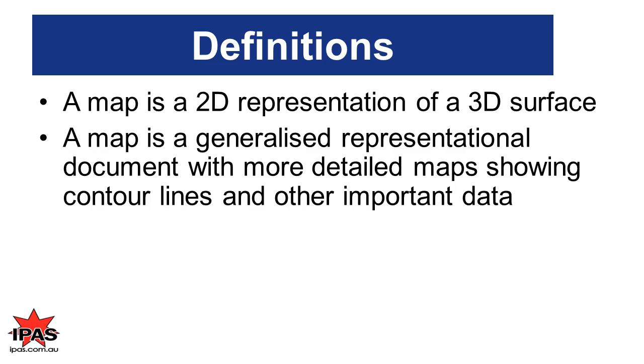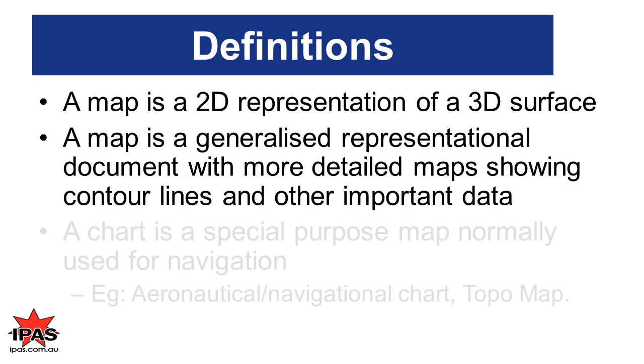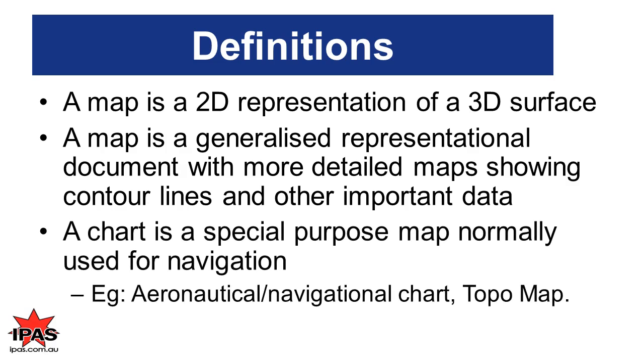So therefore you could say that it's a generalized representation, and the more detailed maps will have such things as contour lines and other important data. A chart is a type of map. A chart is usually used for navigation, so you can have an aeronautical chart or a navigational chart versus say a topographical map or a topo map.